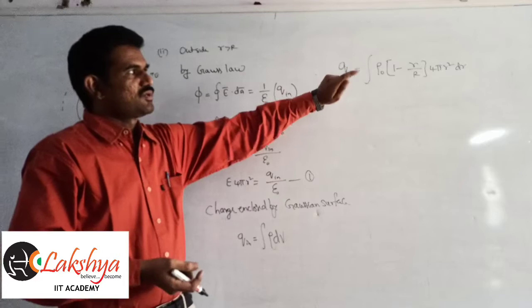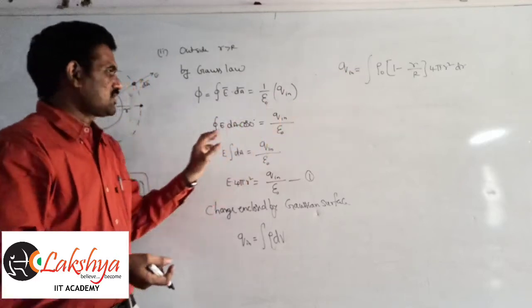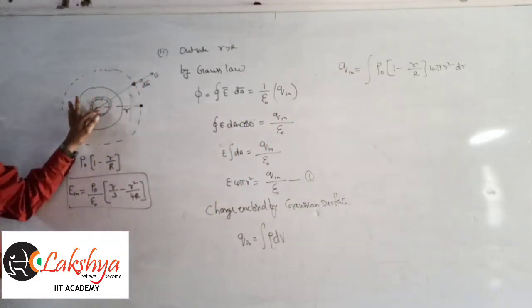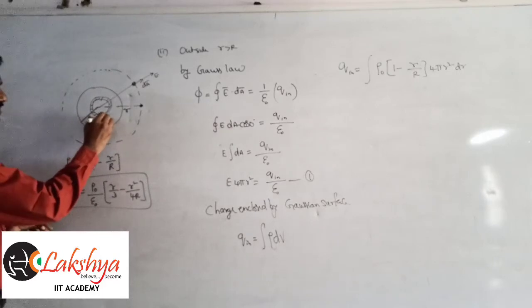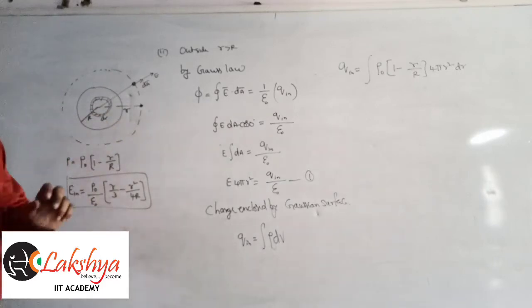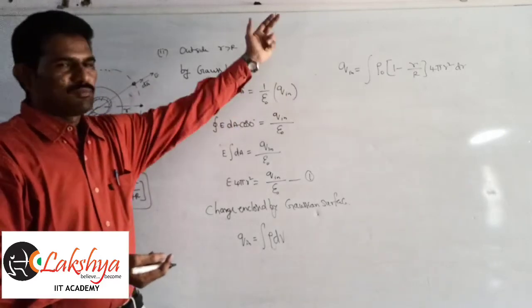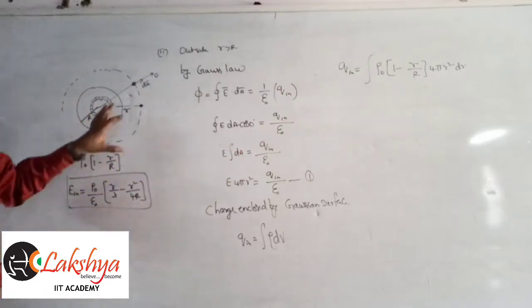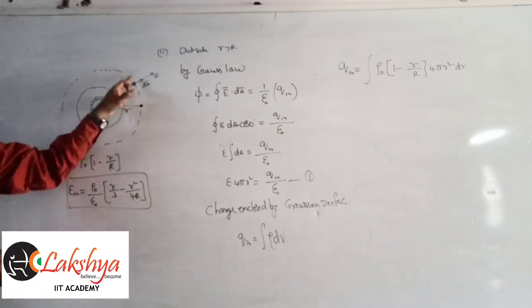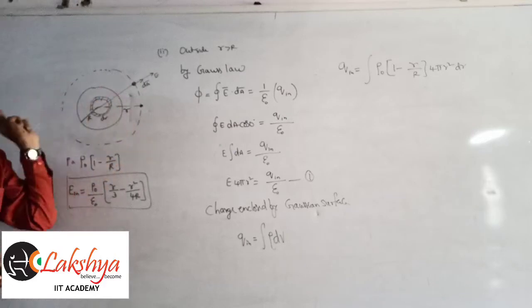That means 4 pi r square is the surface area of this element, and dr is the thickness, so 4 pi r square dr is the volume of this element here, right? And now the limits we need to consider here: the charge enclosed by the Gaussian surface. This dotted line, the dotted sphere, is our Gaussian surface.